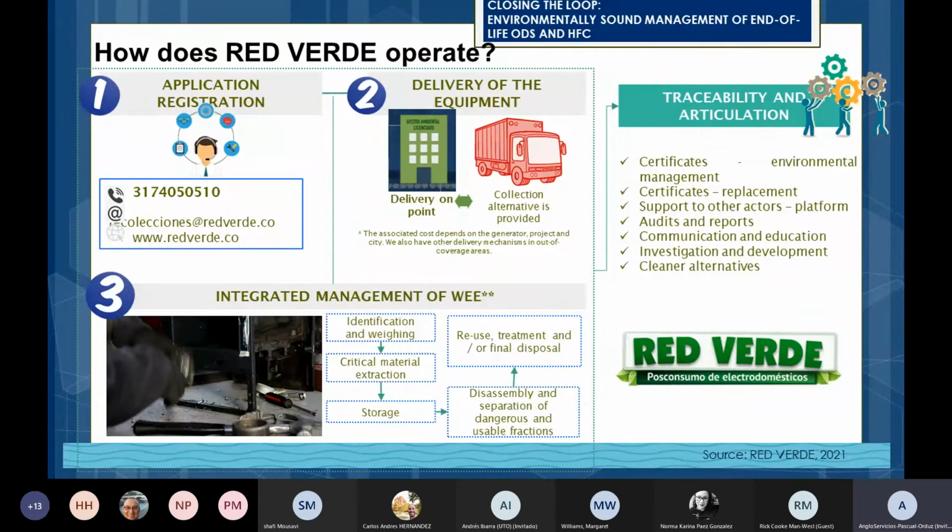How does Red Verde operate? First, there's an application registration. They receive the units at a given point, or they facilitate the collection, and then they manage them properly in an environmentally sound manner. Especially air conditioners and refrigerators, they identify them, they weigh them, they extract the critical material, they store it, and then reuse, treatment, and or final disposal. And so we have all the traceability of the materials. Next one.